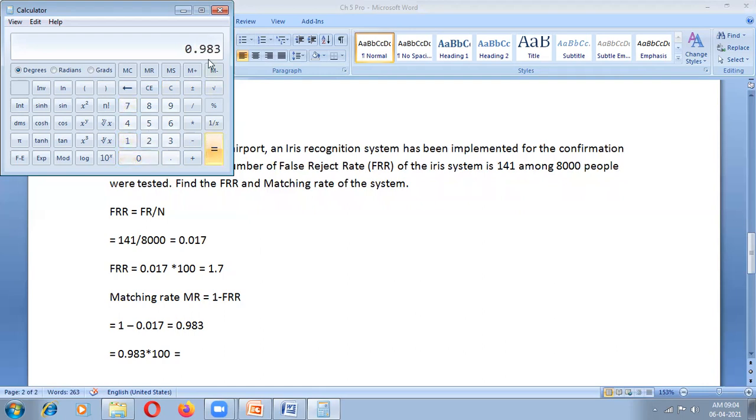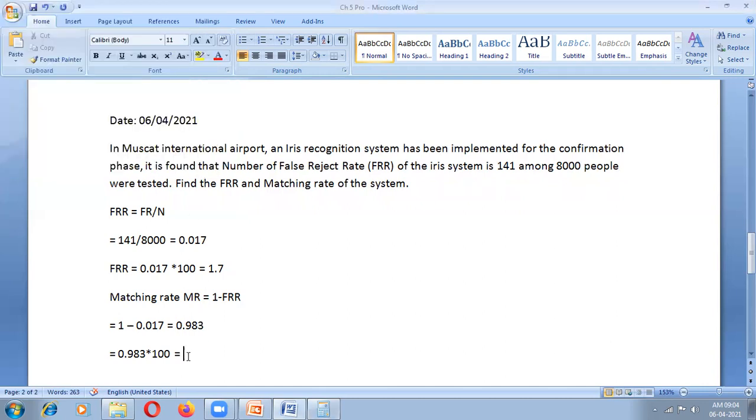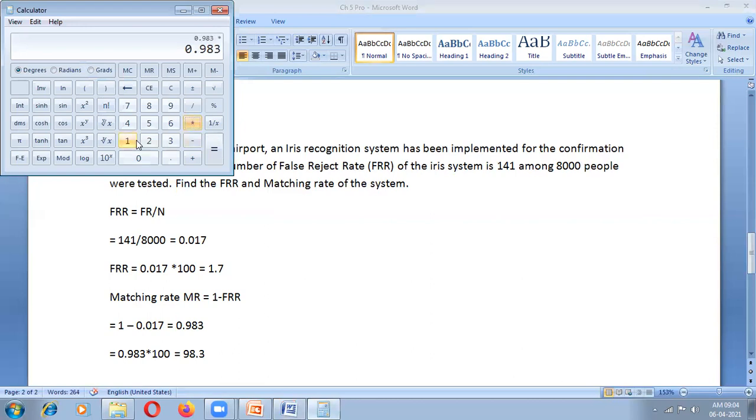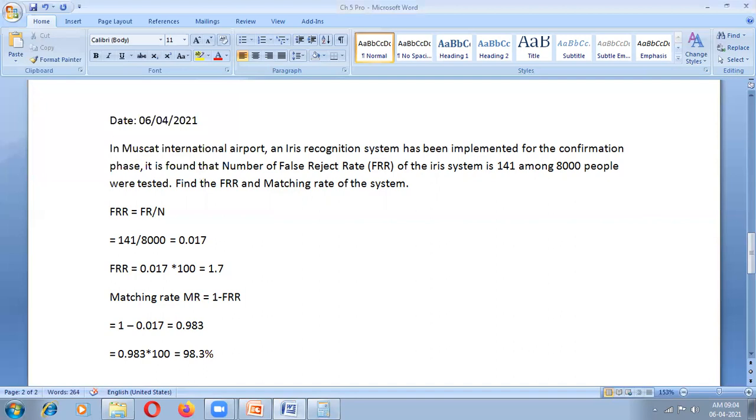Okay, now everything is correct. Now the answer is 98.3 matching rate. So we multiply by 100, and we put 98.3, so 98.3 percentage. Here the false reject rate is also a percentage. Okay, so this is the calculation.